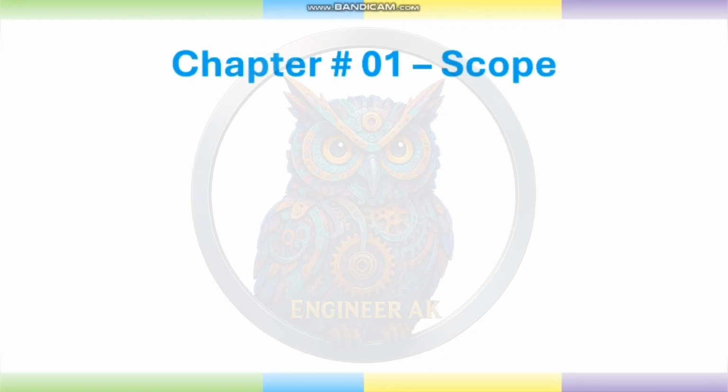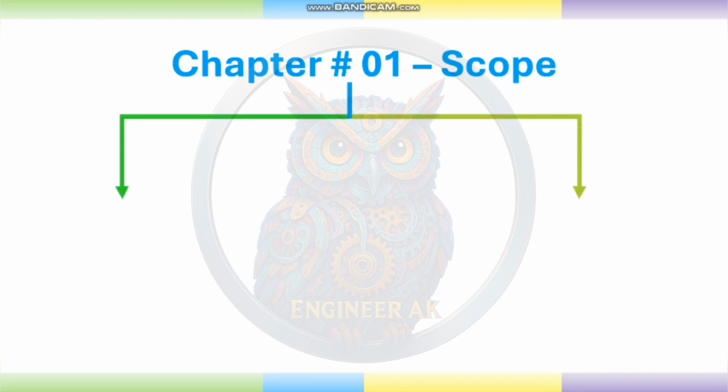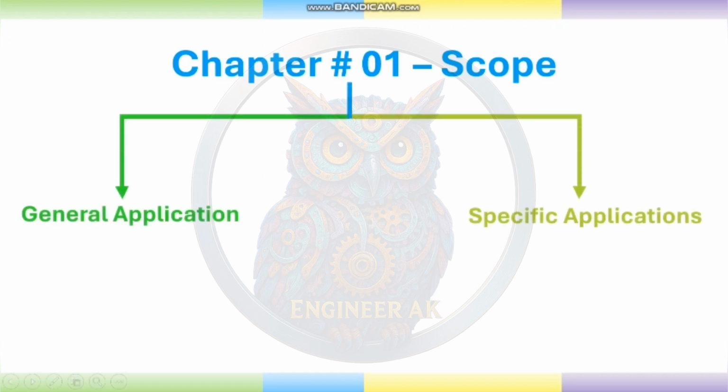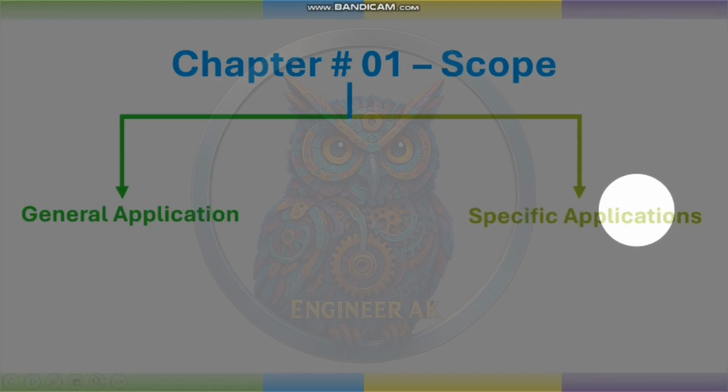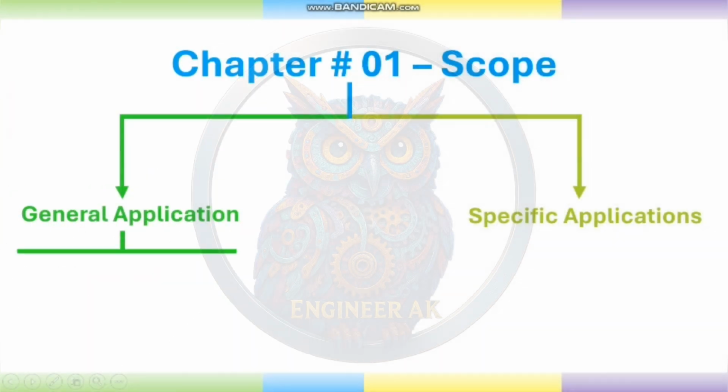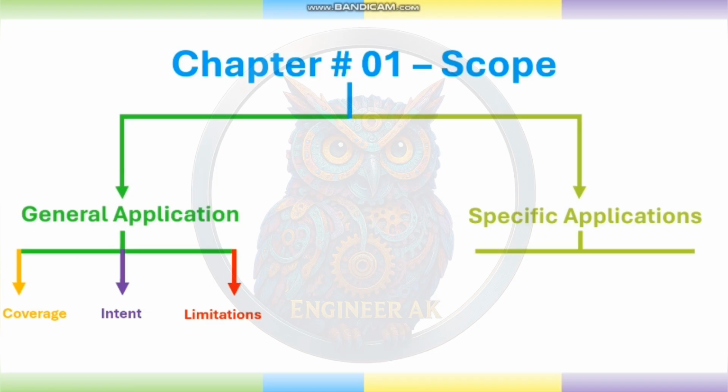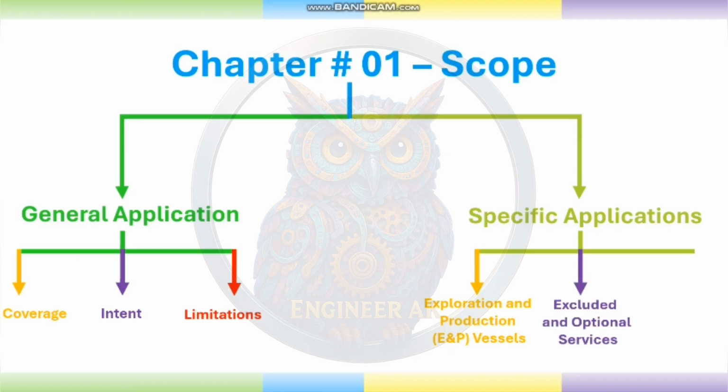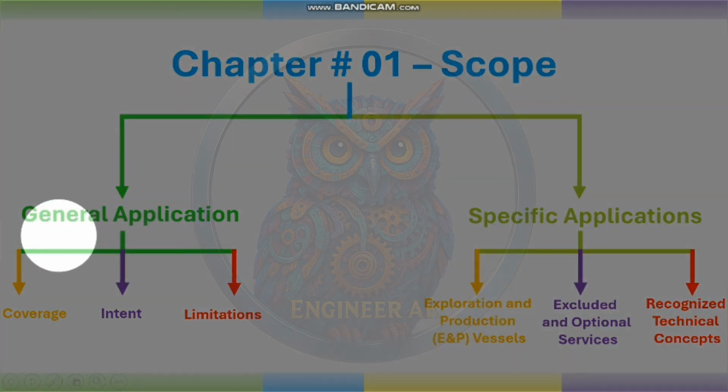So moving toward the first chapter, that is scope. There are two subsections in it: general applications and the specific applications. In general application we have three subtopics, that is coverage, intent and limitations. Likewise, in specific application we have three subtopics: exploration and production E&P vessels, excluded and optional services, and recognized technical concepts. Today we will be covering these three topics: coverage, intent and limitation.